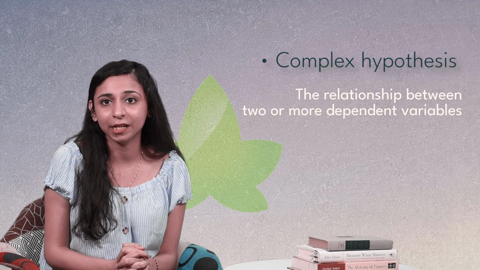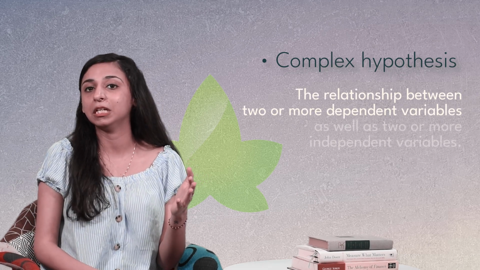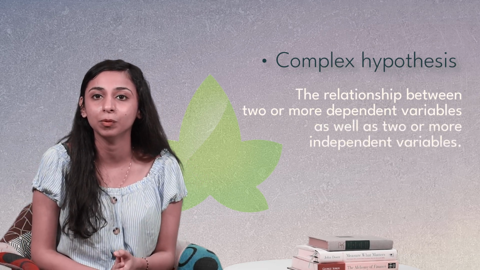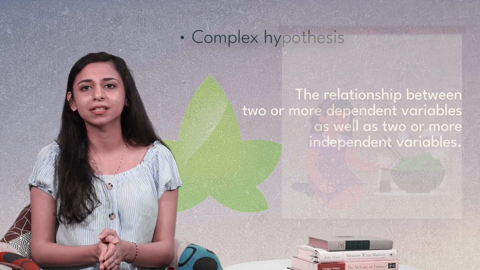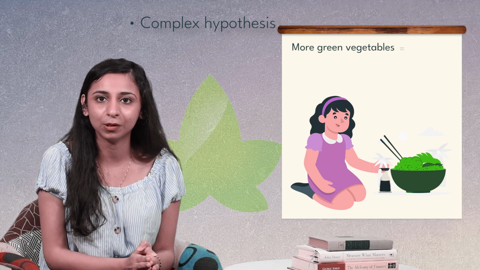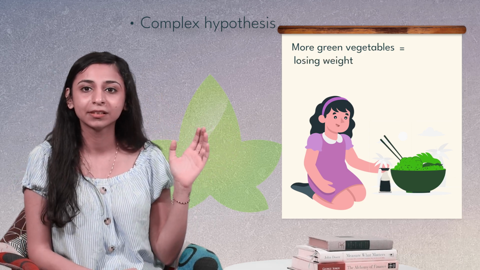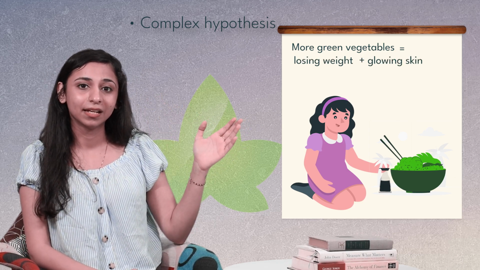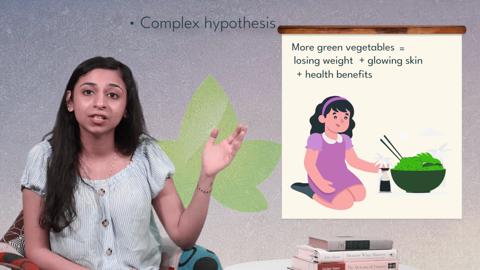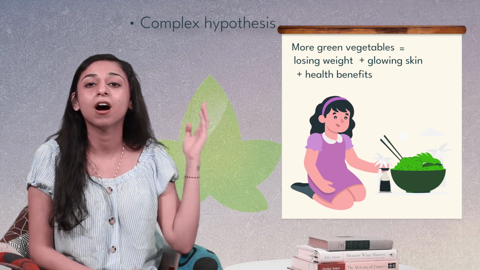The second kind of hypothesis is complex hypothesis. It refers to the relationship between two or more dependent variables and two or more independent variables. Let's continue with Riya's example. So her parents are still after her to have a lot of green vegetables and they further tell her that green vegetables would lead to weight loss, glowing skin, as well as reduction in the risk of diseases like heart attack.